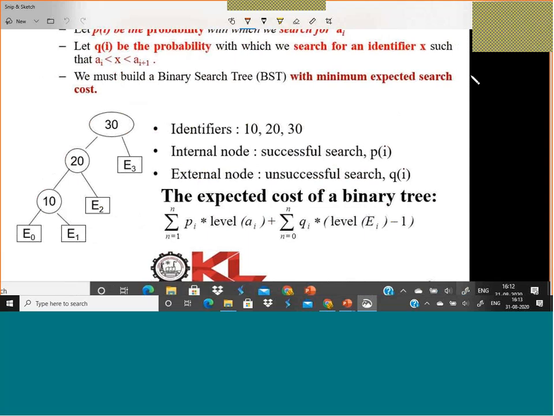So now I want to search for a 5. Then 5 is less than 30, come to the left side, and 5 is less than 20, come to the left side, and 5 is less than 10, come to the left side. So after 3 comparisons, the 5 is terminated at this location. Let us take a 7. 7 is less than 30, less than 20, less than 10. 7 is also terminated at the same point.